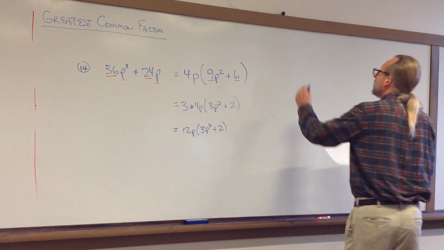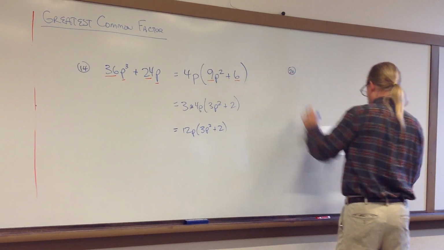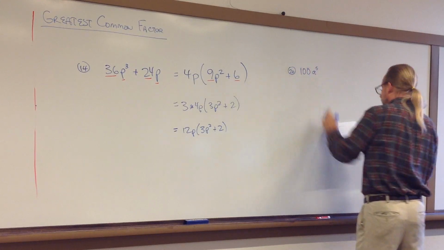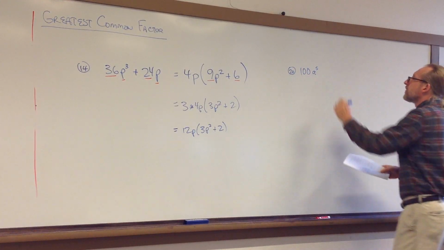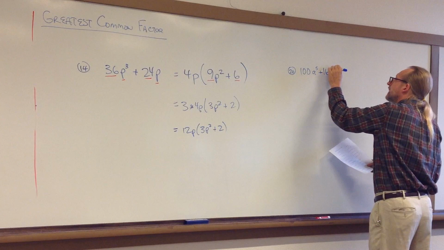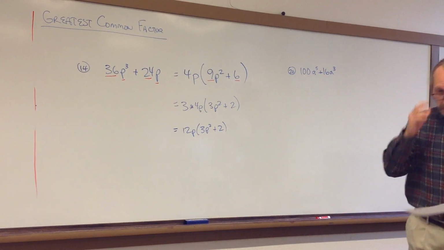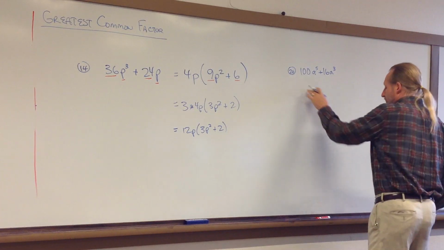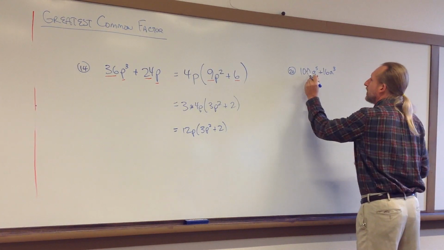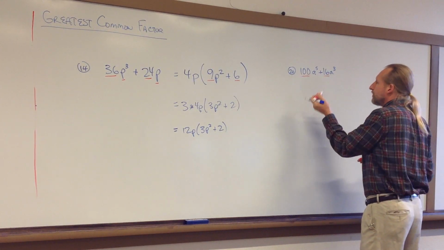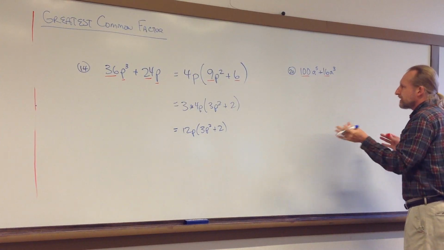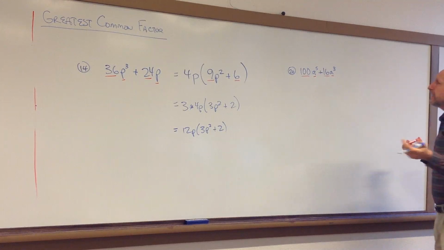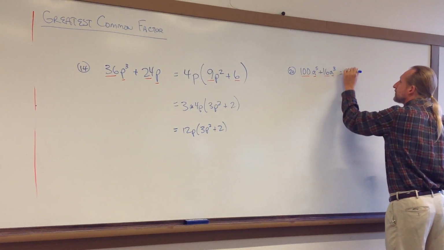Look at problem 20. Here we've got 100a to the 5th plus 16a to the 3rd. And let's see. Well, these are both divisible by 4, right? So it's the same thing I was talking about before. Let's look at the coefficients first, or separately. And then we'll look at the variables separately. And it doesn't really matter which one you do first or second.